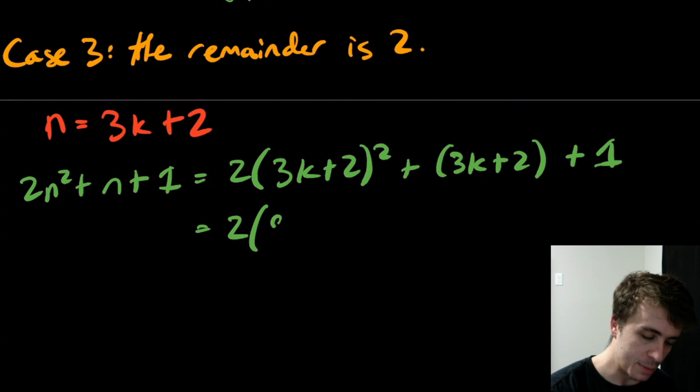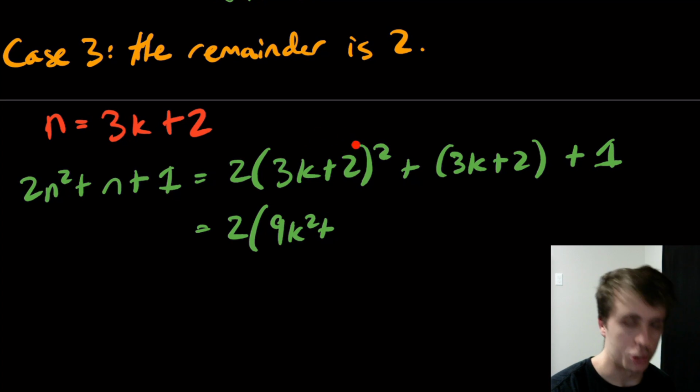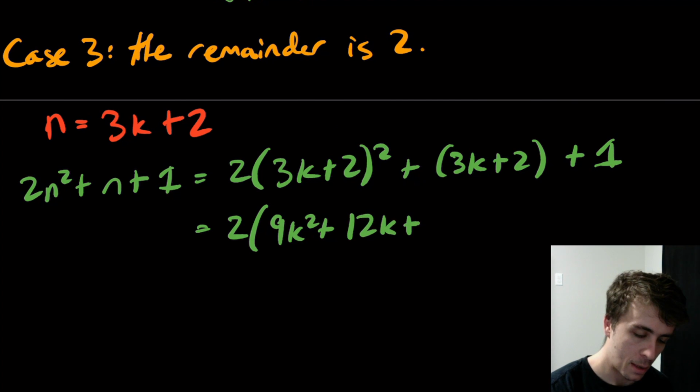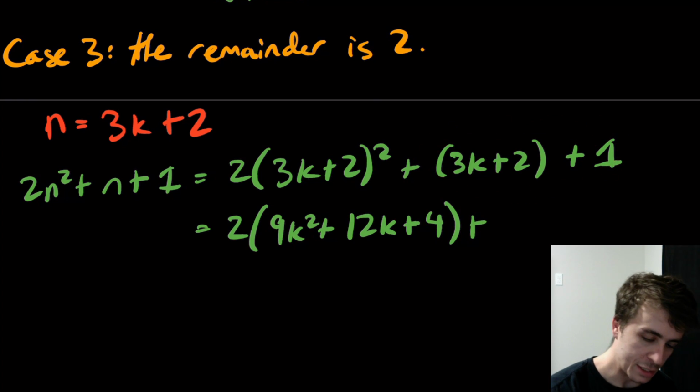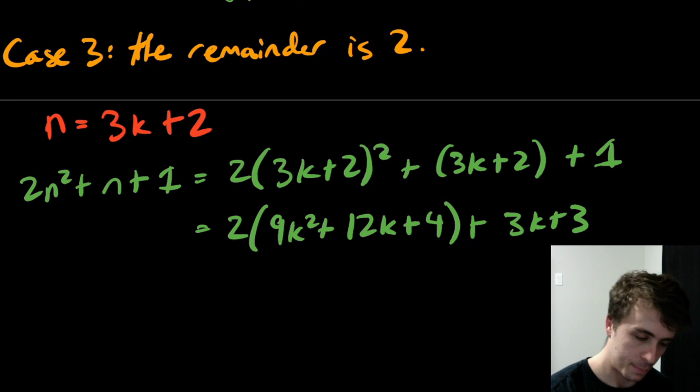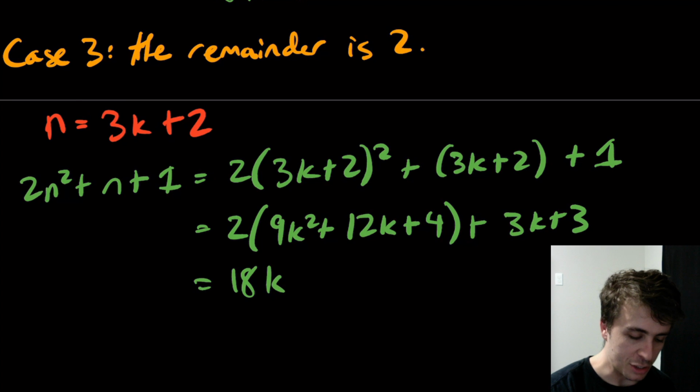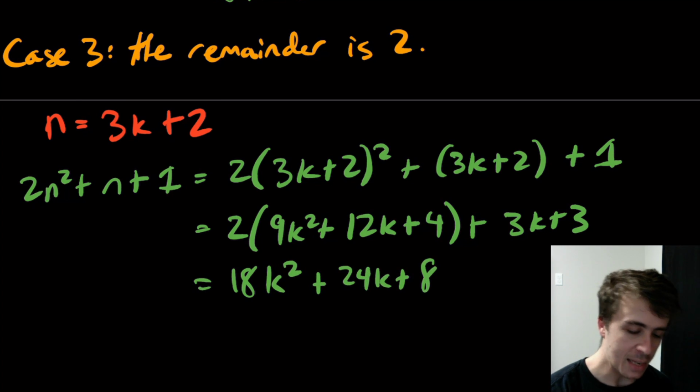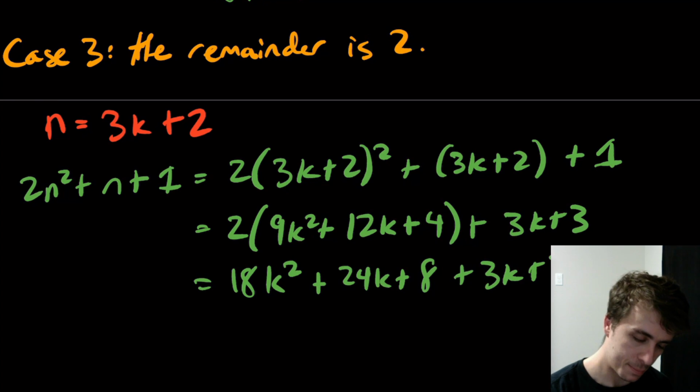So then let's expand this out. So 2 times 9k squared plus, well, 6 twice, 3 times 2, but in both directions twice. So that's going to be 12k. Plus 2 squared is going to be 4. And then let's simplify this bit over here. That's going to be 3k plus 3. So then let's simplify this further. We still got 18k squared plus 24k plus 8, because we distribute the 2 across, plus 3k plus 3.